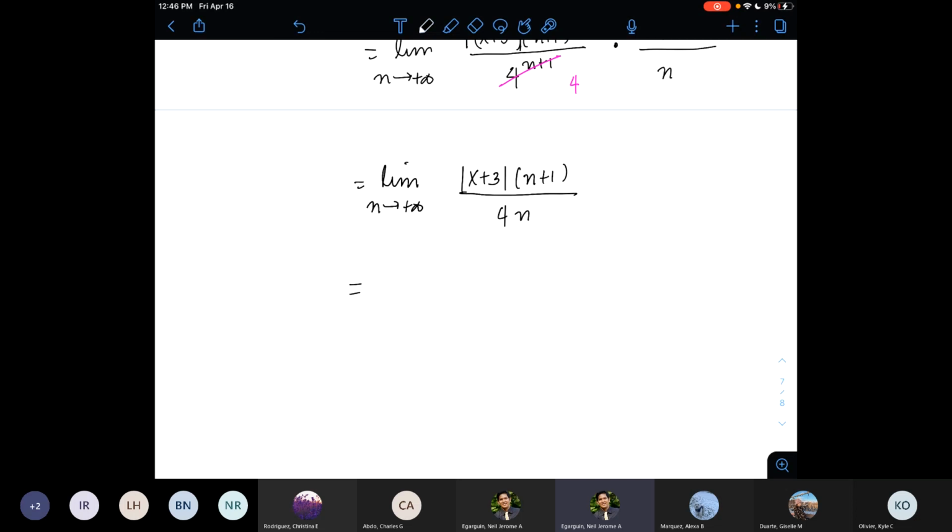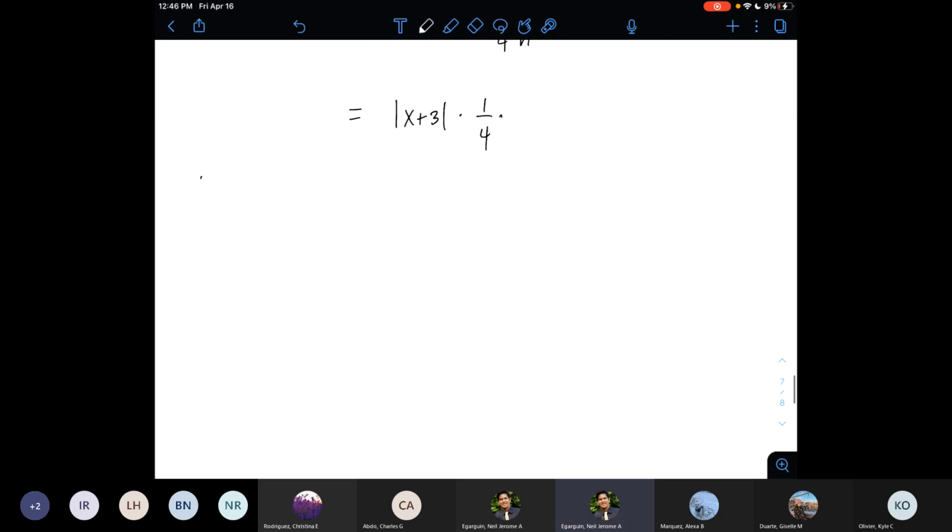Again, we're taking the limit as n approaches infinity, so all x's are deemed constants. So this can go out of the limit. And what is the limit of the remaining factor? They are both degree 1. The coefficient of n on top is 1, and the coefficient of n in the denominator is 4. So the limit would be 1/4, right?